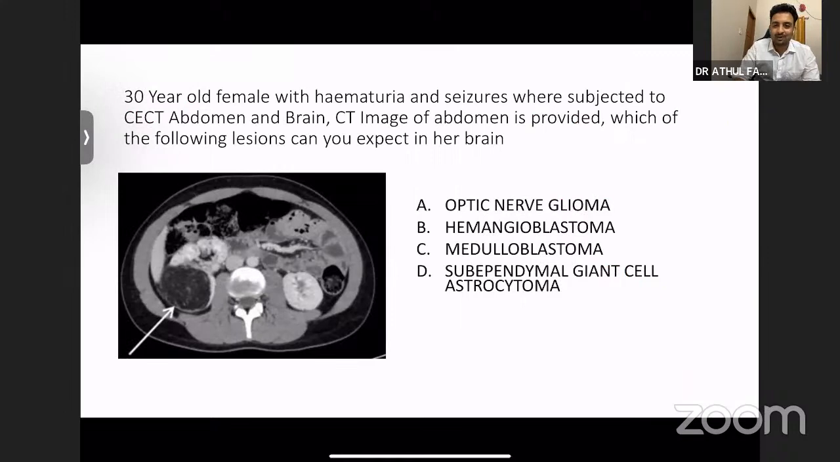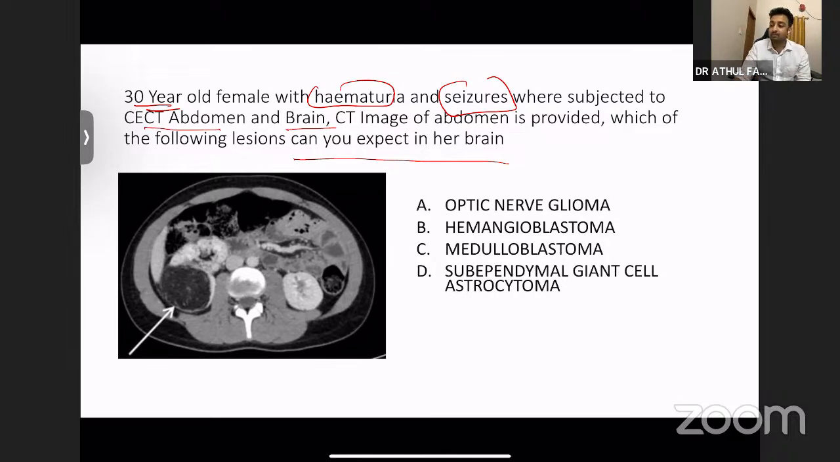Renal masses are a favorite for AIIMS examiners. I don't know why, but they keep on asking about renal masses. So here, this is a case of a 30-year-old female with hematuria and seizures. So there are two complaints, and you did a CT brain and CT abdomen for the patient. I have given you the image of the CT abdomen. Which of the following can you expect in her brain? So I am asking you, see the CT abdomen image, what do you expect in the brain? That is a simple, straightforward question.